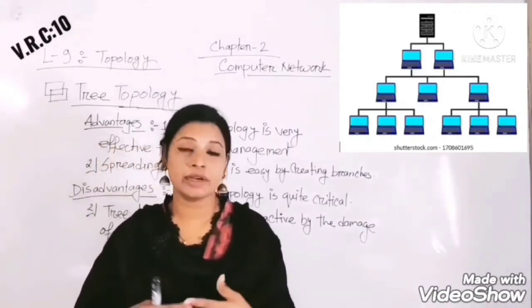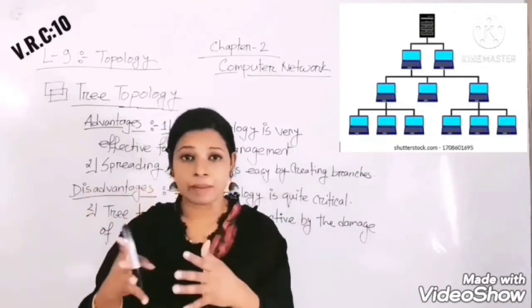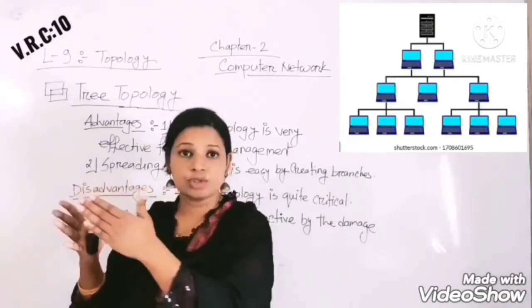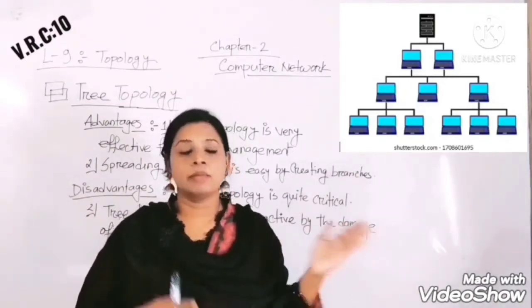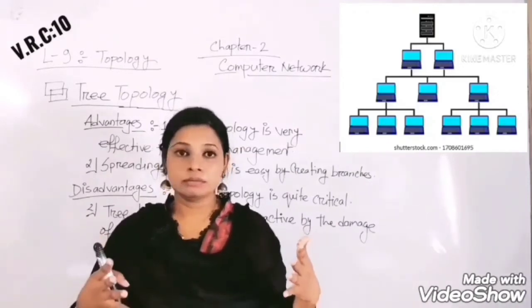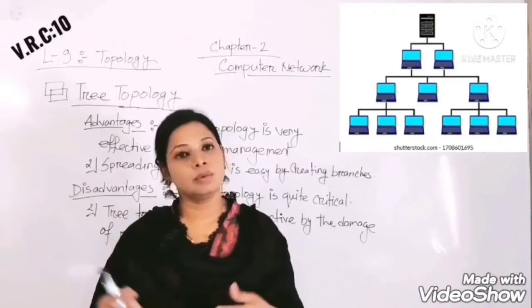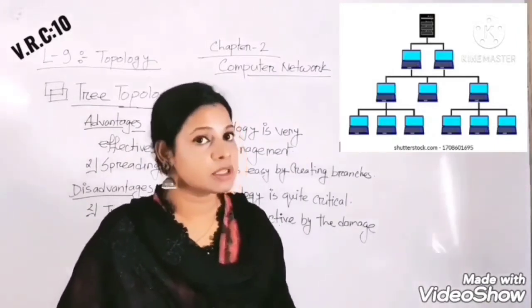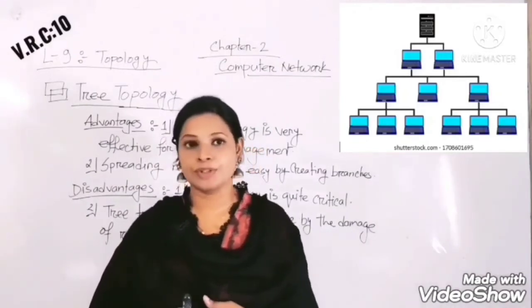I told you there is a mother computer. If the host or mother computer is damaged, the related branch will be damaged. So maybe another part will be active, but this part can be damaged. But it is a very effective network. I think you got clear about tree topology, and now I will discuss the last topology, it is mesh topology.